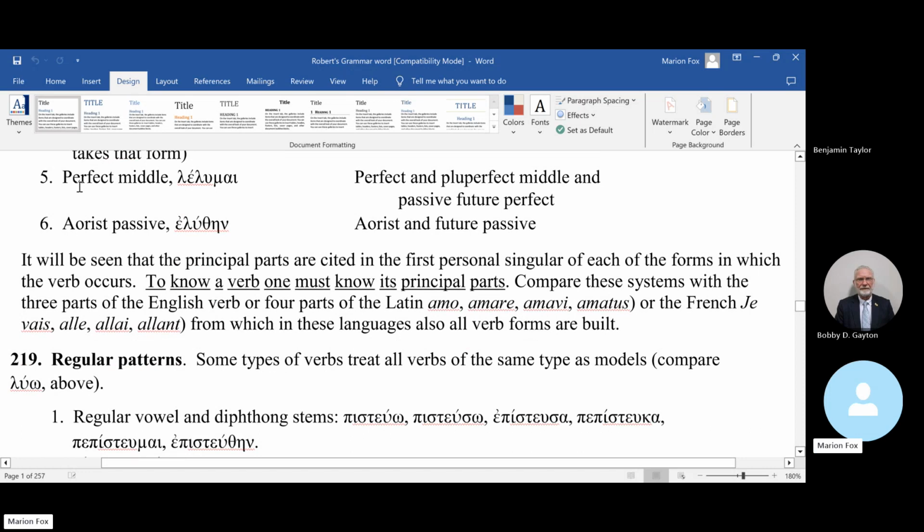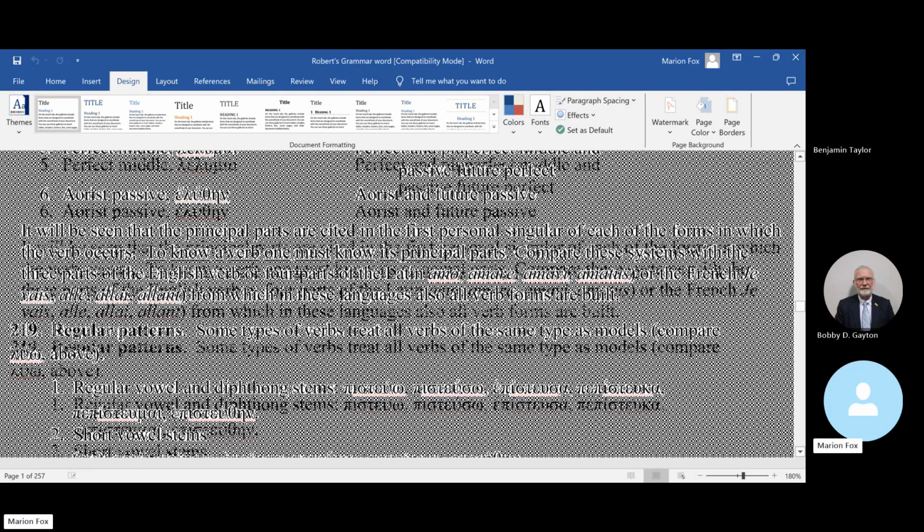It'll be seen that the principal parts are cited in the first person singular of each of the verbs in which the verb occurs. To know a verb, you must know the principal parts. So he gives us 3 parts of the English verb or 4 parts of the Latin verb. I don't know any Latin, but he gives some examples from the French as well, from which these languages also all verb forms are built.